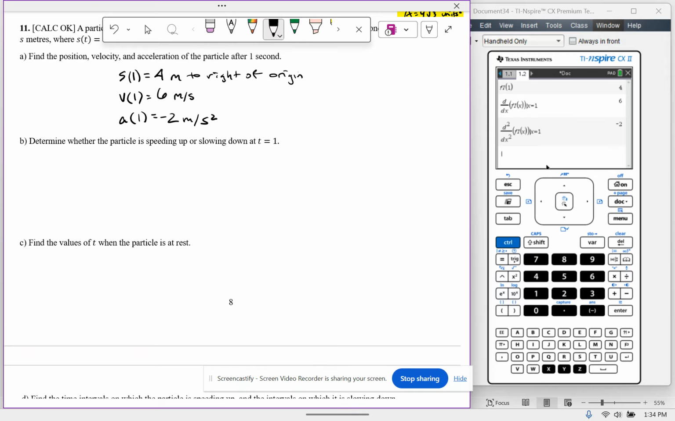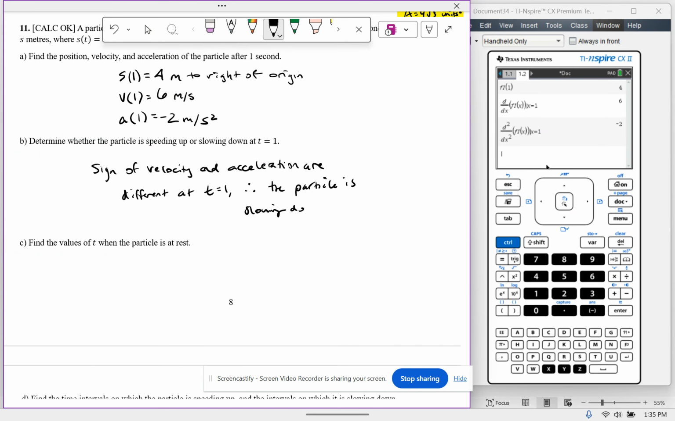If velocity and acceleration have the same sign, the particle is doing what? Speeding up. If velocity and acceleration have different signs, the particle is doing what? Slowing down. Since they told us at time t equals 1, didn't we just find the sign of the acceleration and the velocity when time equals 1? We did, and they happen to be different. So we're going to say the sign of velocity and acceleration are different at time equals 1. Therefore, the particle is slowing down.